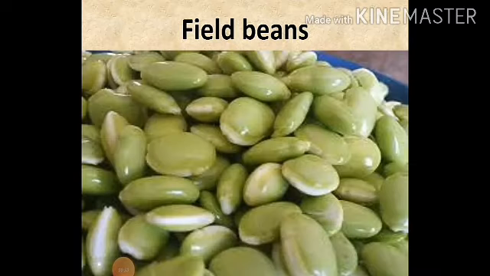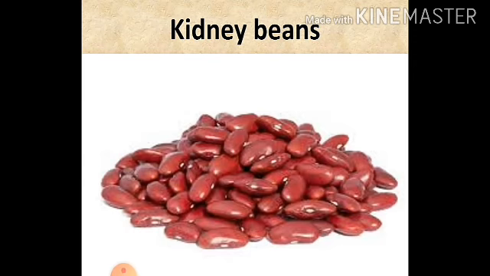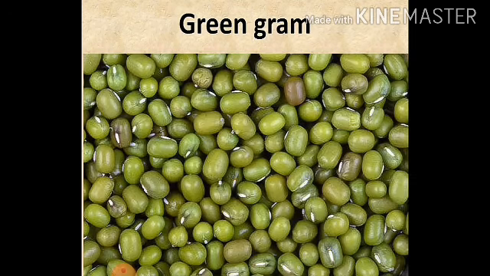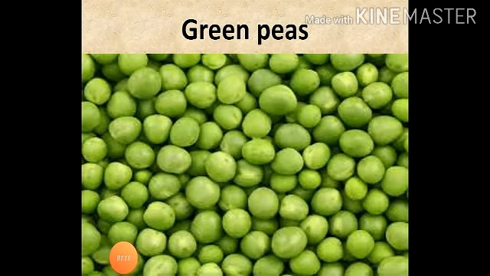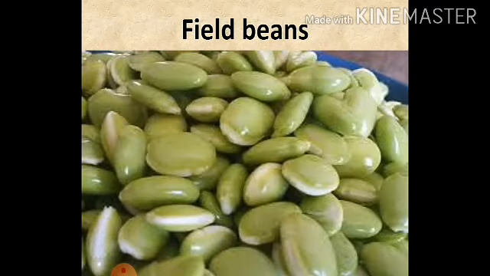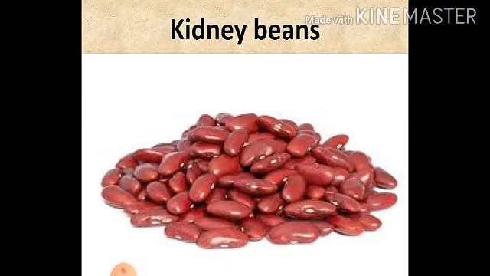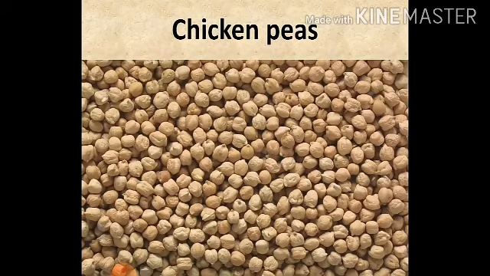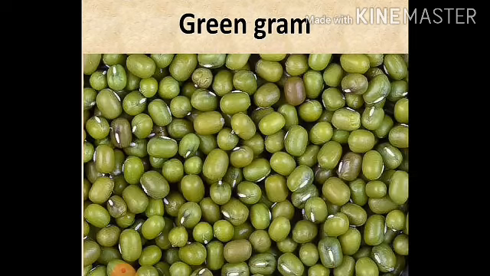Green peas, chickpeas, field beans, kidney beans, green gram. All these are some of the examples of dicot seeds. Again, let's see all the examples: green peas, chickpeas, field beans, kidney beans, green gram.